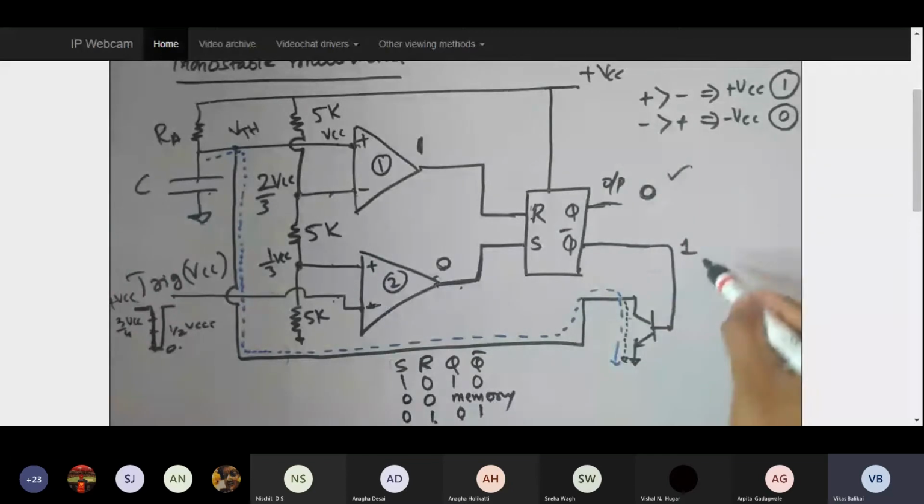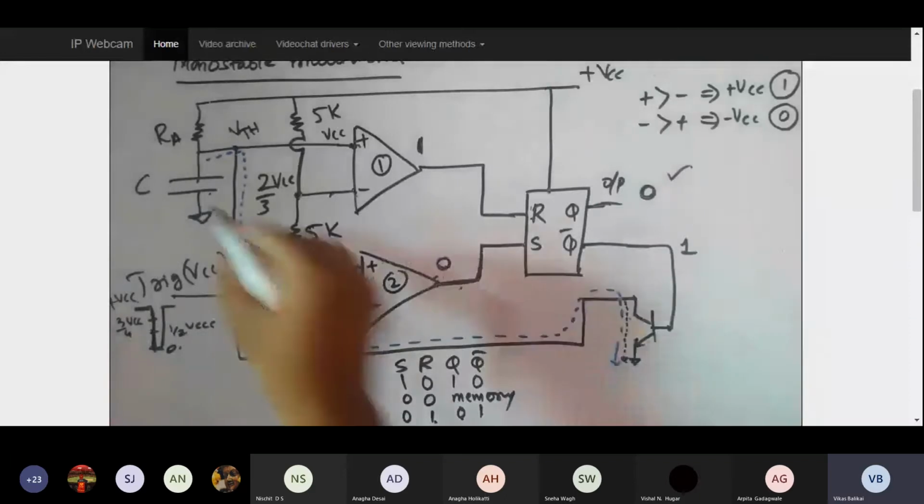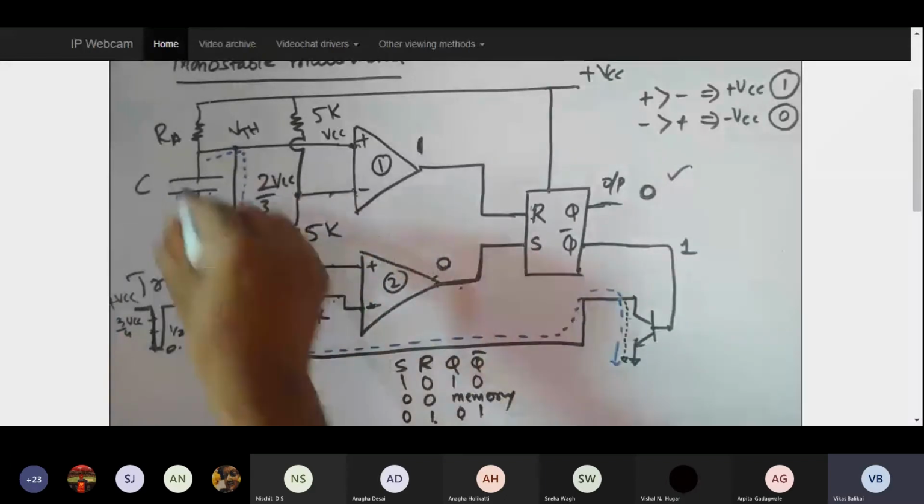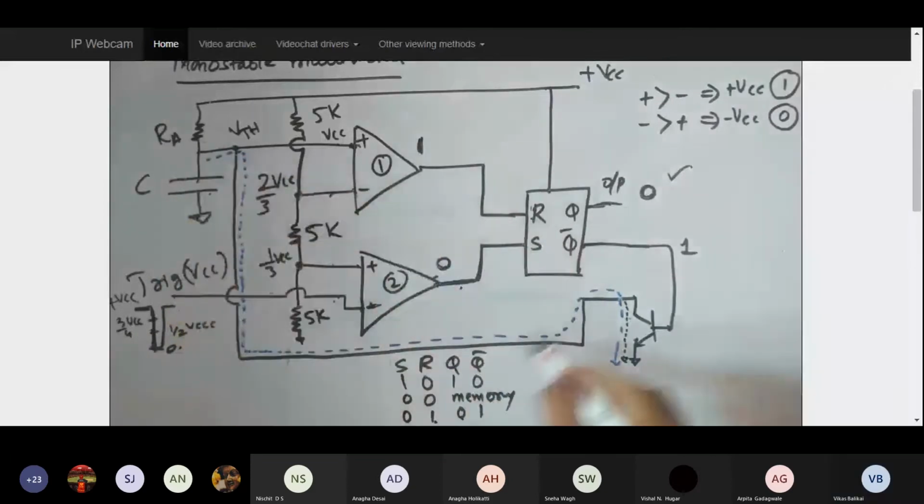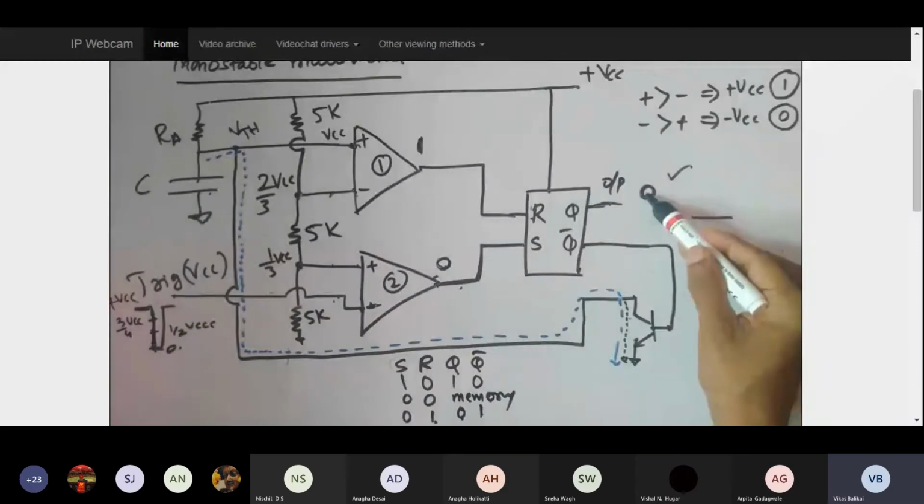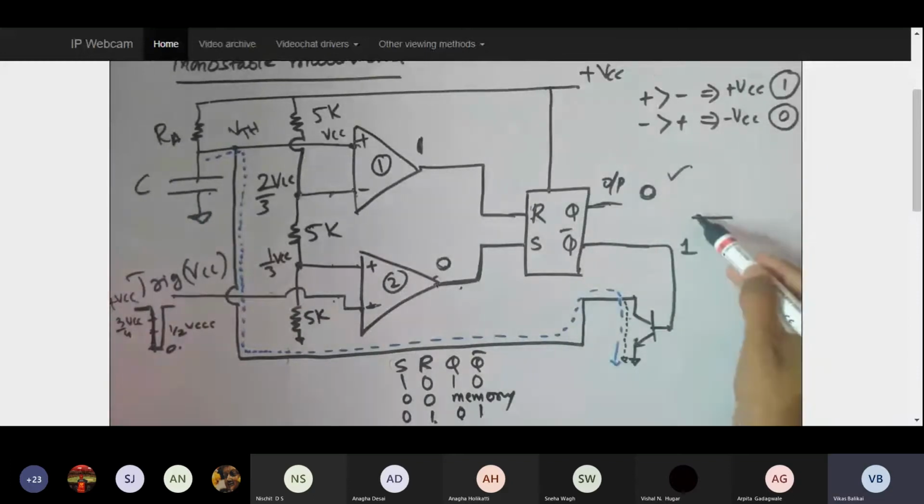Once Q bar is 1, this is going to turn on and it is going to give a clear cut path to this capacitor, and in no way is the capacitor going to charge. It is going to simply discharge all the values. This is the state. Now let's try to understand what is going to happen in the next phase. In this entire phase, my output remains at 0. So my output is 0. Earlier also it was 0. Now also it is 0.